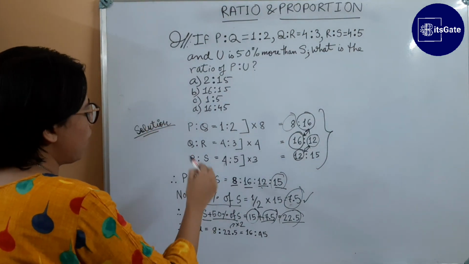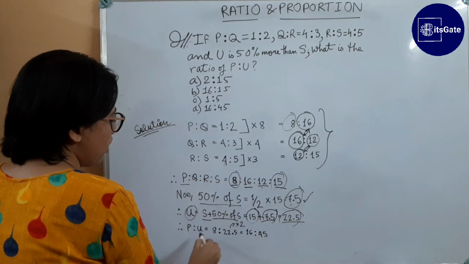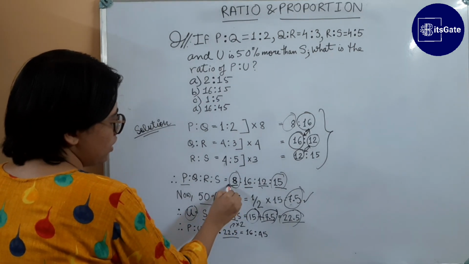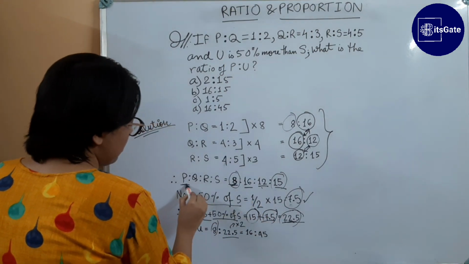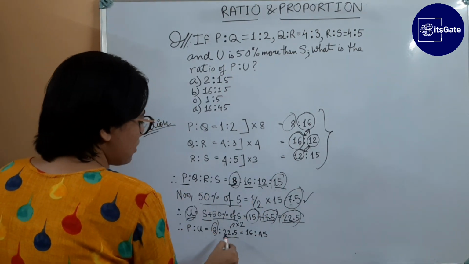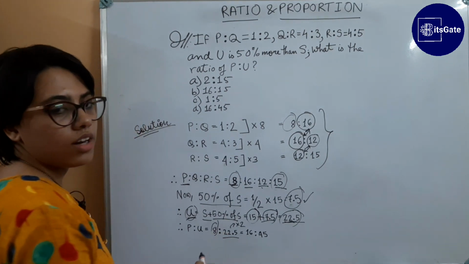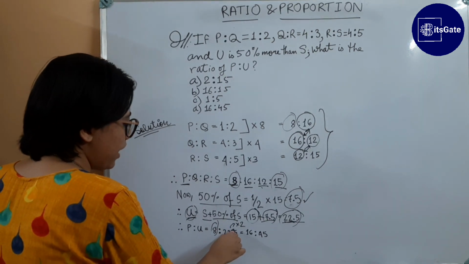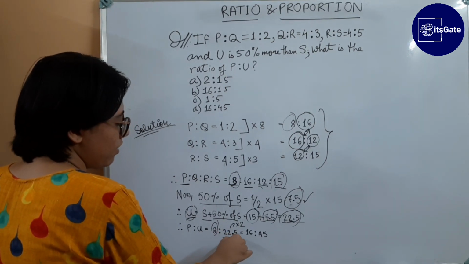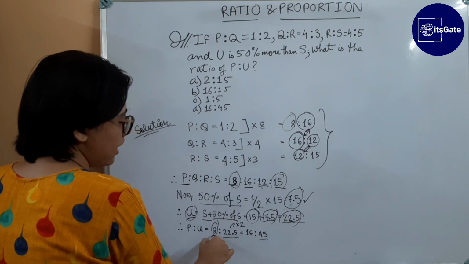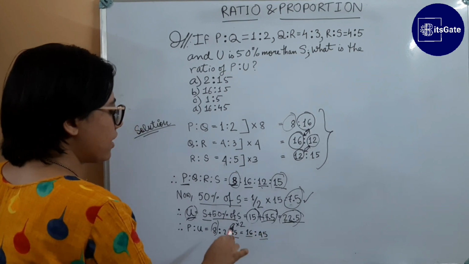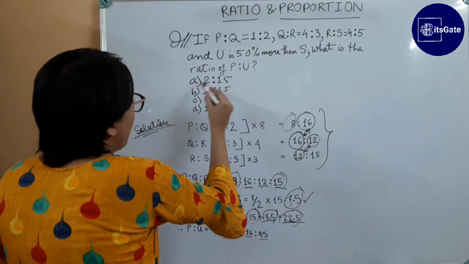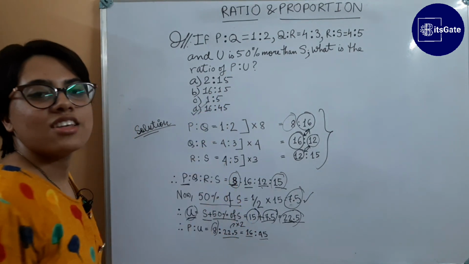Now we have the value of P as 8. So P is to U is 8:22.5. And since this is in decimal fraction, we will have to convert it into normal integer form. That's why we will multiply 2 with this. 22.5 multiplied by 2 will be 45 and 8 multiplied by 2 will be 16. So our final answer of P is to U will be 16:45. So the correct option is D, 16:45.